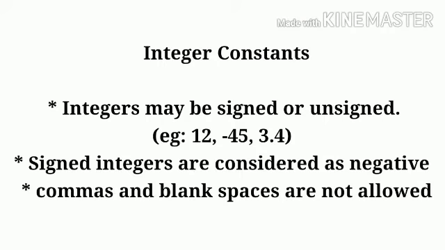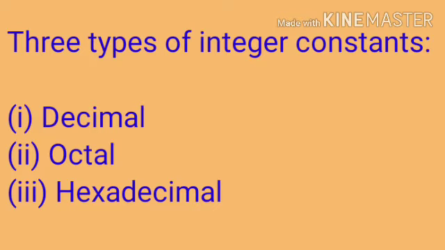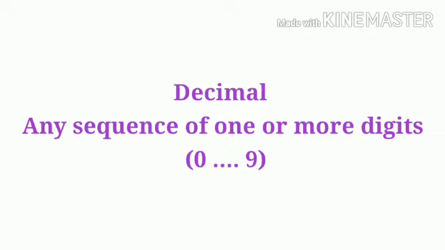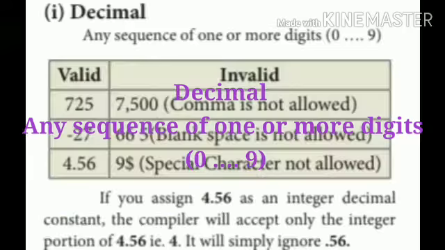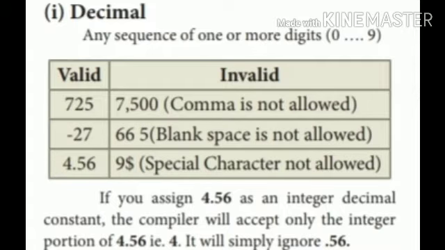Integer constants don't allow commas and blank spaces. Integer constants consist of three types: decimal, octal, and hexadecimal. Decimal means any sequence of one or more digits, that is 0 to 9. The range of decimal is 0 to 9.